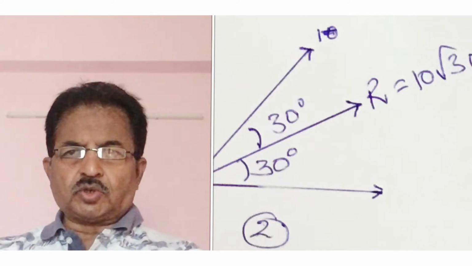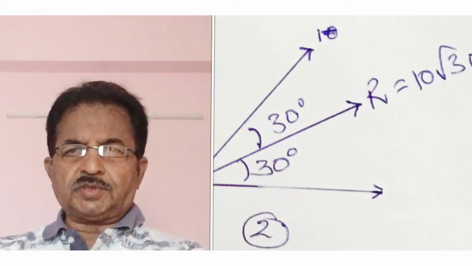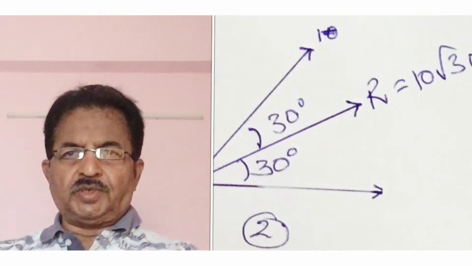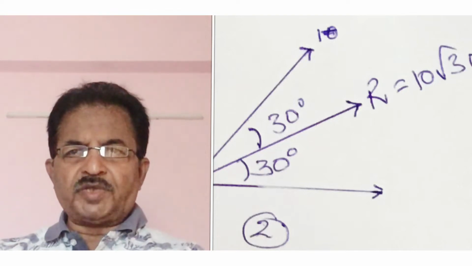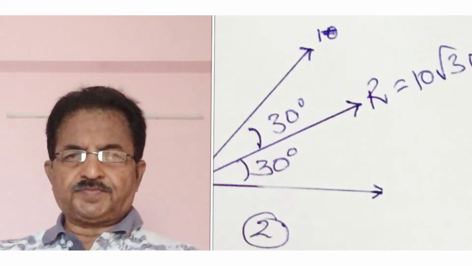So I shall repeat the shortcut. If there are two vectors each of magnitude p with 60 degrees, the resultant is equal to root 3 p and the resultant always bisects the angle between the vectors. Now let's move on to the next one.